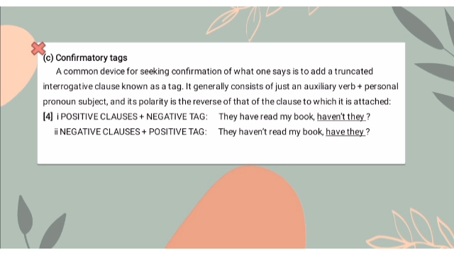either negative or positive, plus personal pronoun subject. Let's see the example. 1. Positive clause plus negative tag. They have read my book, haven't they? And 2. Negative clause plus positive tag. They haven't read my book, have they? So, from the example, we have known this clause will be rejected by many speakers of standard English because haven't they is a negative tag, acceptable on positive clause, not on negative clause.